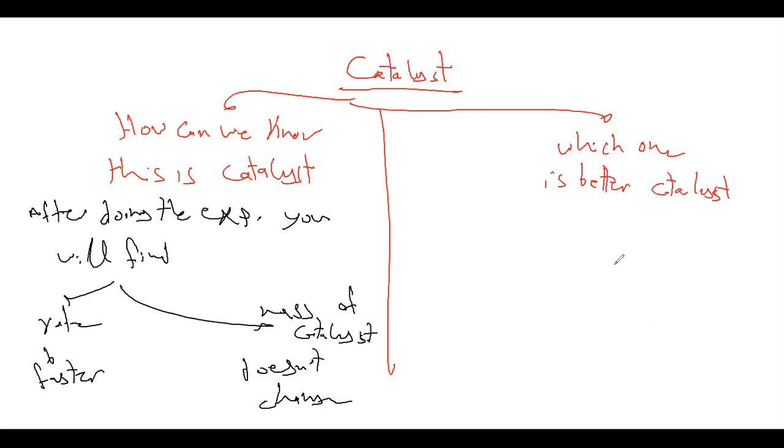In case we have two materials or two substances, which one is the better catalyst? In this case, for a fair comparison, you have the same amount of the catalyst, the same amount of the material added, the same room temperature, and then we compare the rate. You will find that the faster rate is the better catalyst.